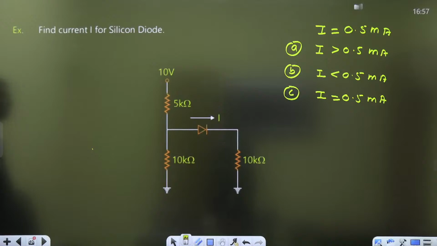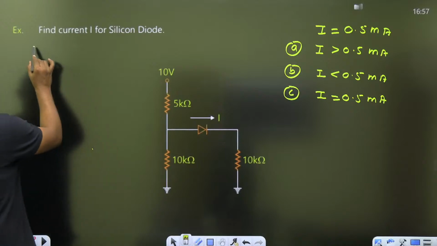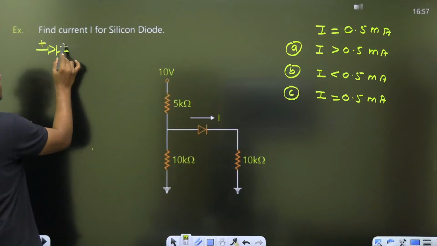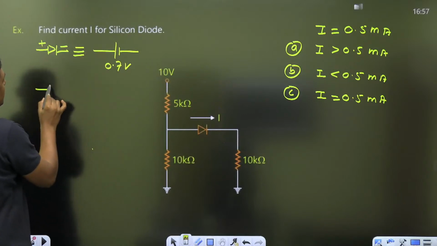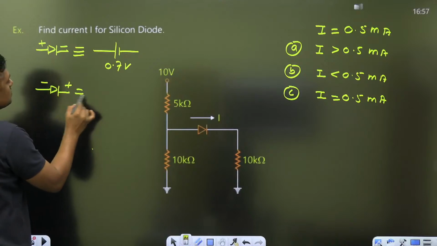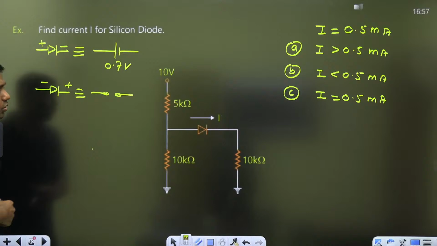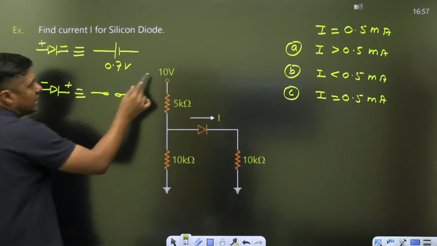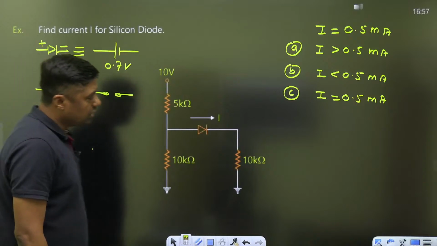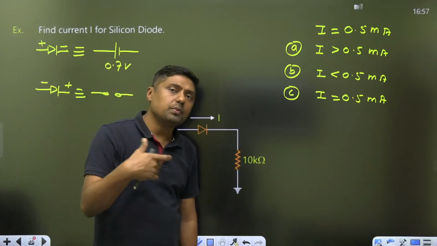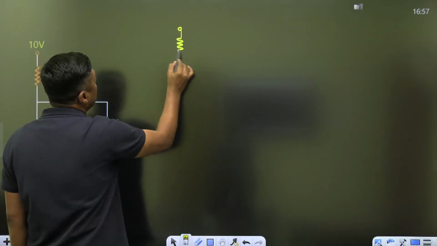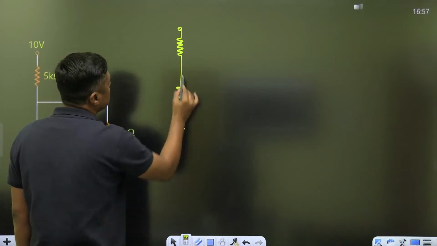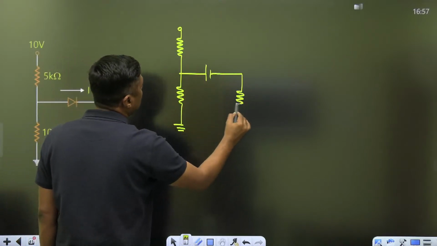If you are going to consider the silicon diode, remember guys, for a silicon diode, it is a practical diode. If it is on, what is the drop across the silicon diode? 0.7 volt. If it is off, it will act as an open circuit. Because of the 10 volt, the diode is on. Then simply you have to replace the diode by a 0.7 volt battery. Don't worry about the practical diodes.